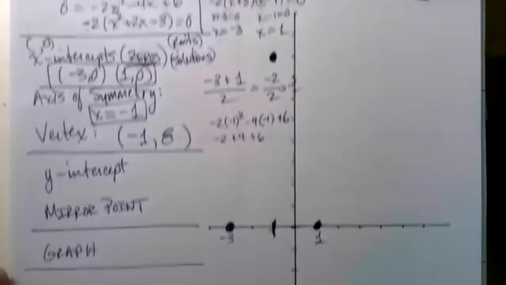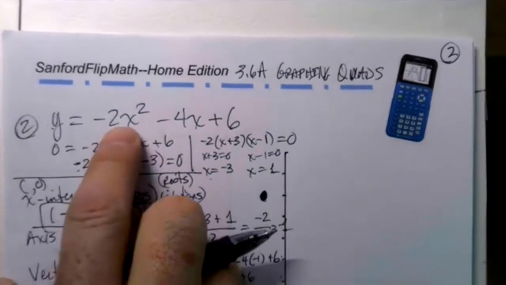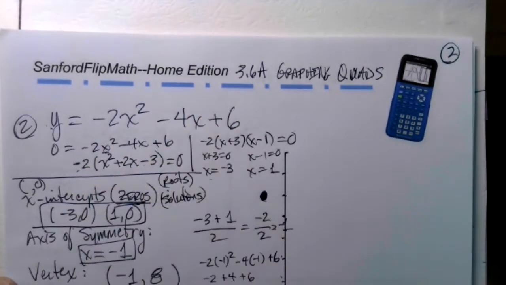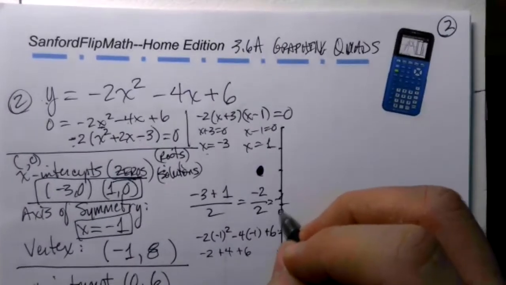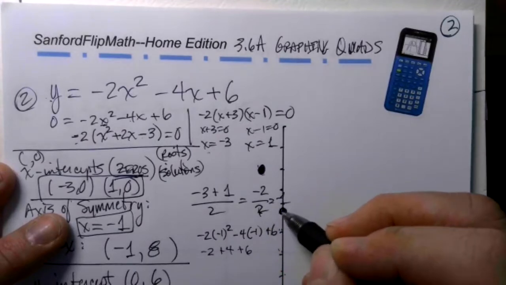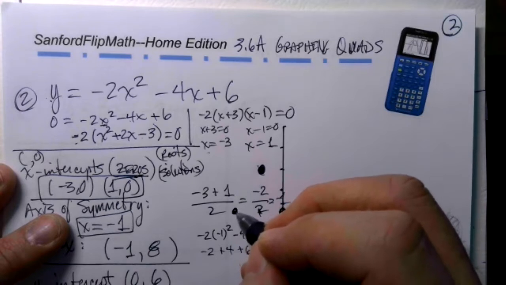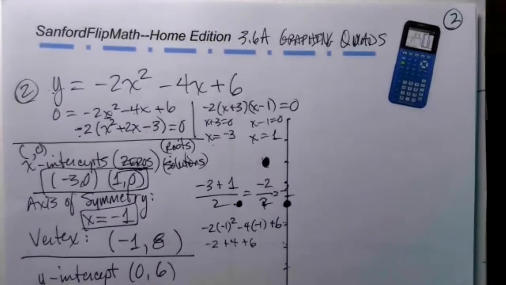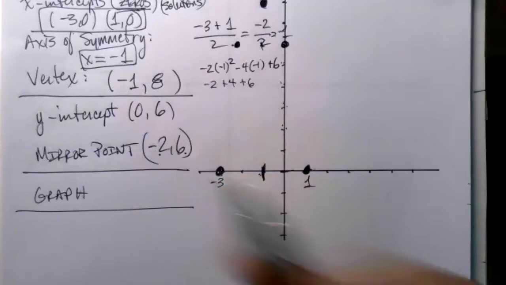All right, y-intercept, easy. It's 0 comma something. Well, if I put 0 in here, 0 squared, that whole term's gone. If I put 0 here, 4 times, that's gone. So it's literally just 6. Now the mirror point, so 0, 6, 1, 2, 3, 4, 5, 6. So notice how this is 1 spot to the right of the axis of symmetry. So I'm going to go 1 spot to the left of the axis of symmetry. So this now gives me my 5th point. It'll be at -2, 6, the same y value, but the x value on the other side of the axis of symmetry.